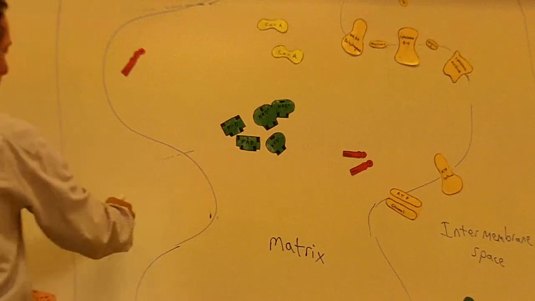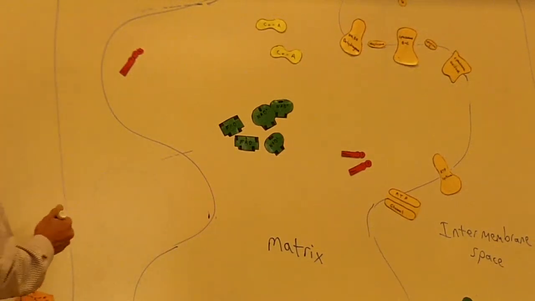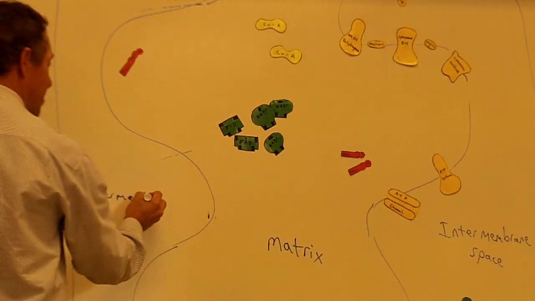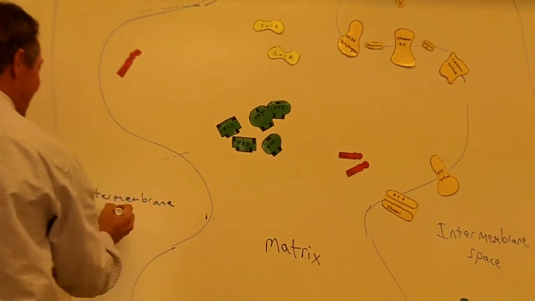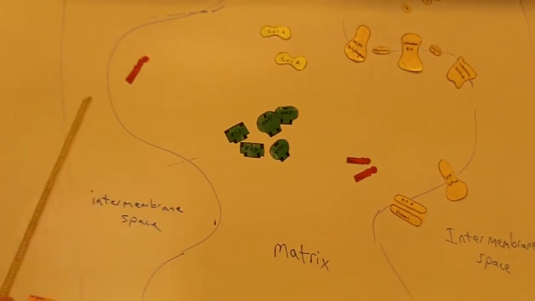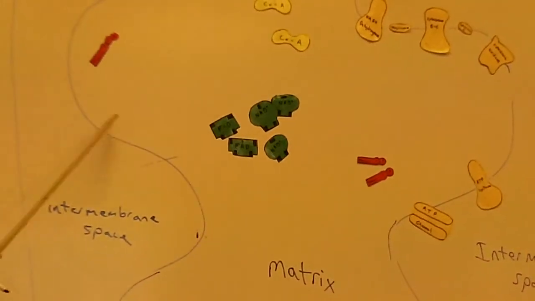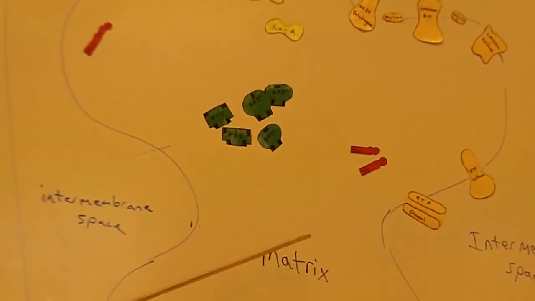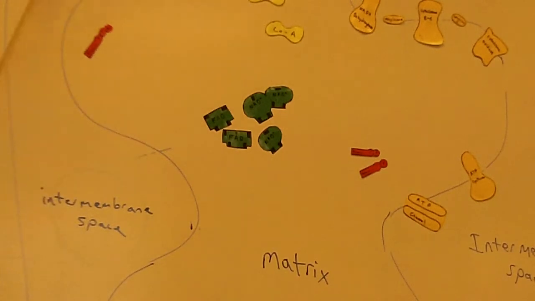You know what this area between this inner membrane and the outer membrane is called? Intermembrane space. It's on the other side. Inner membrane. I didn't see it. That's too easy. So this is the inner membrane, outer membrane, intermembrane space, matrix, and we call these folds cristae.